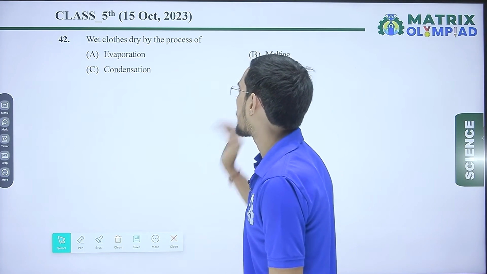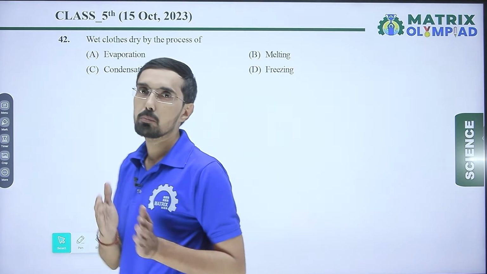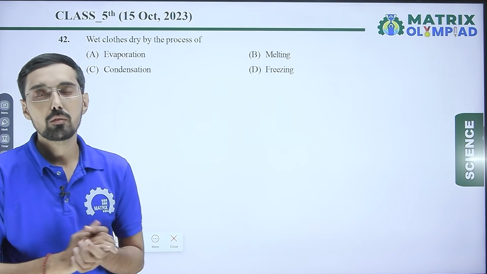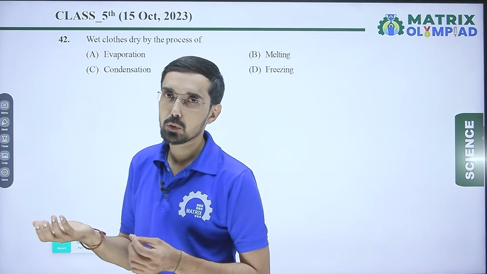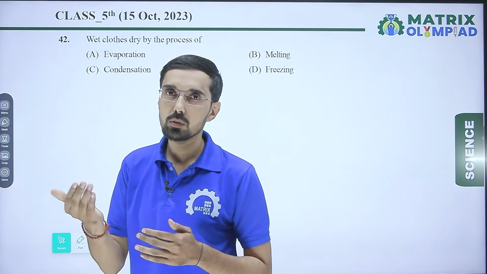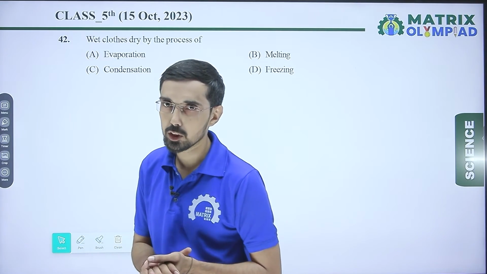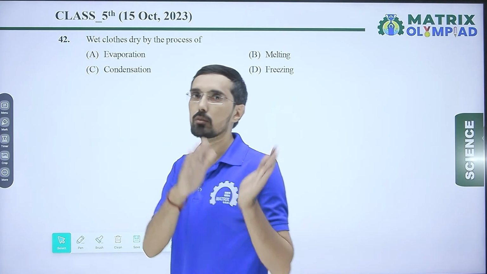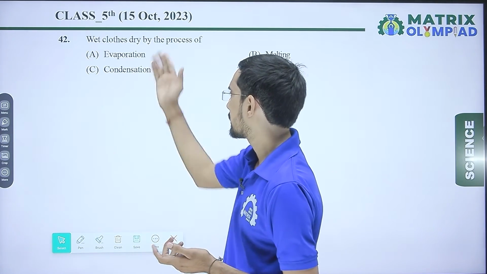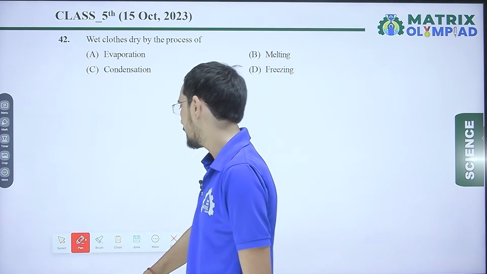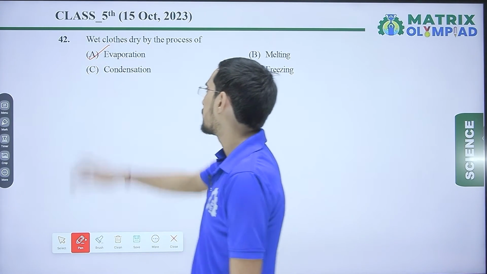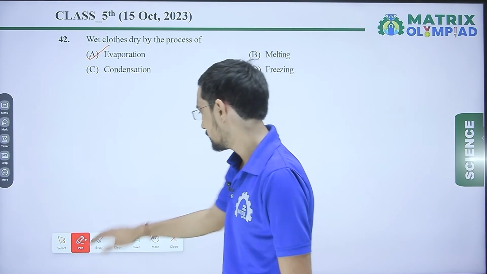Wet clothes dry by the process. We have to remove the water from the wet clothes. It is a process by which we can remove. That kind of process is known as evaporation, and that water will convert into vapors, and that is given in the option A. So our correct answer will be A option. Now next question.